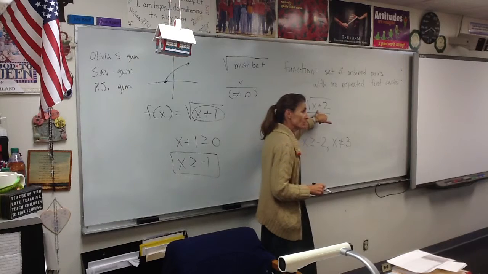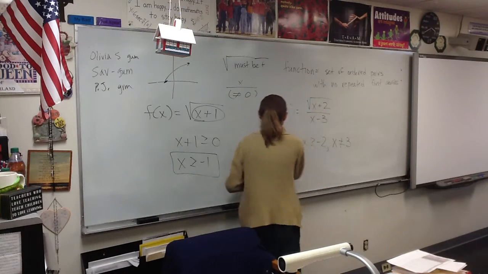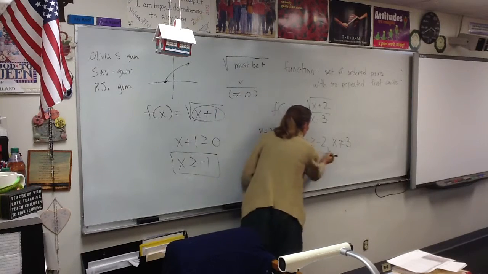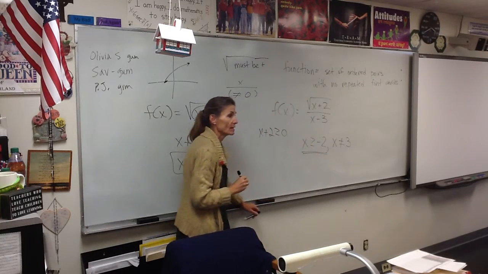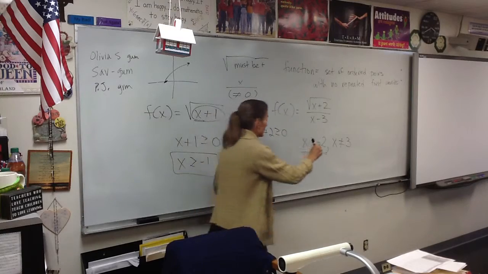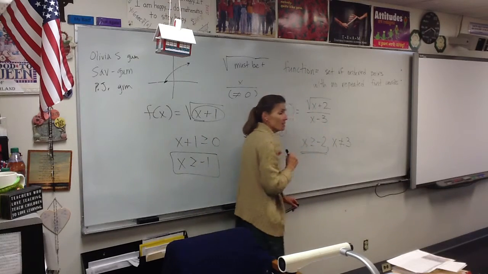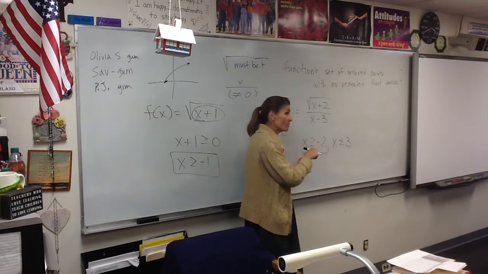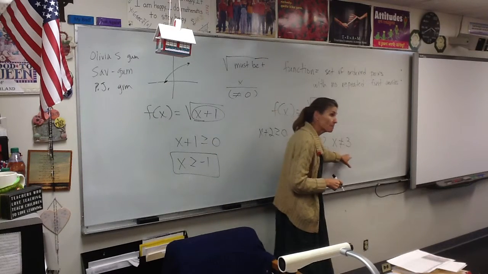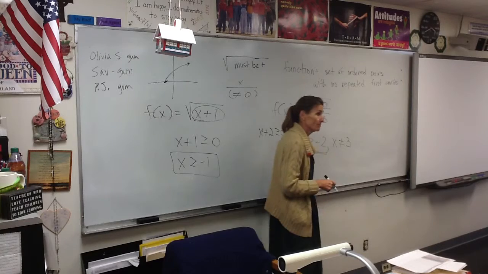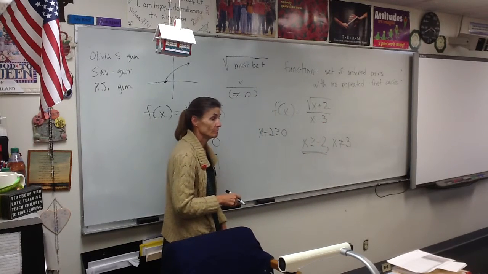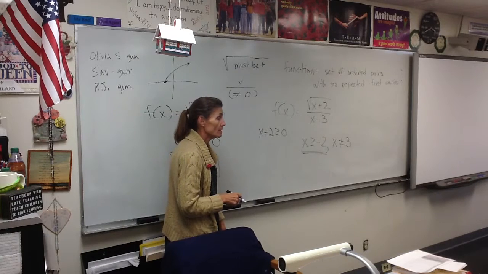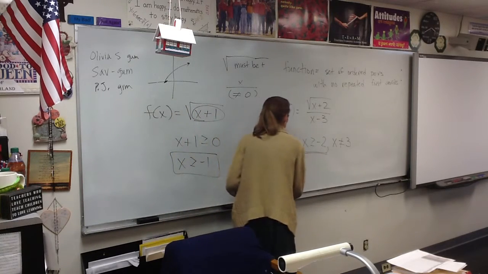The numerator tells me, oh, I got a radical. So x plus 2 has got to be bigger than or equal to 0, which means x is going to be bigger than or equal to -2. But I have a denominator that can't be 0, so I want to be bigger than or equal to -2, except I can't be 3. That would be your domain. Okay?